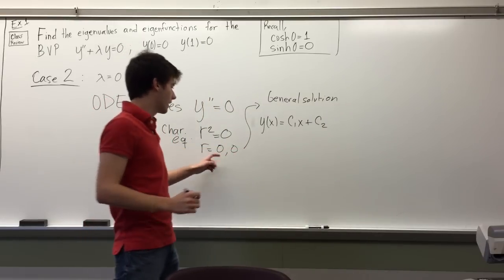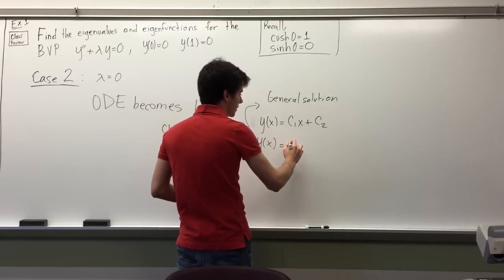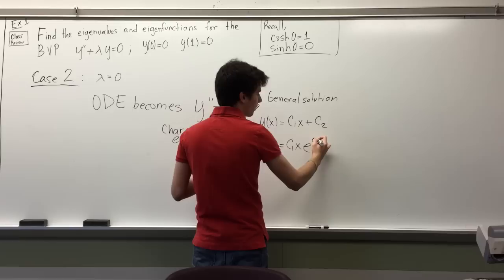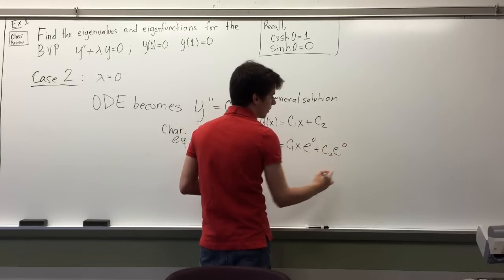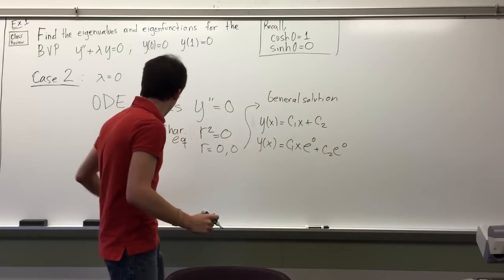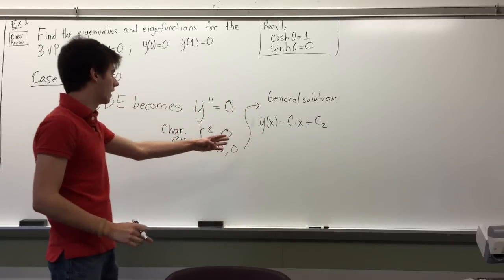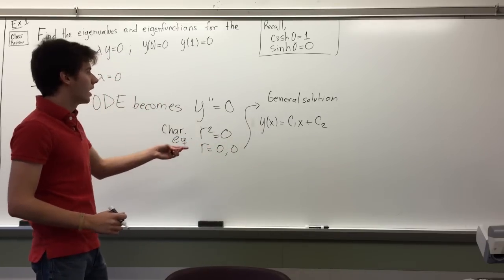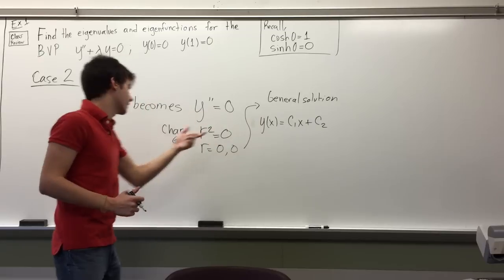Because if we plug in 0, we're basically saying c1x e to the 0 plus c2 e to the 0. These terms are equal to 1. That's why we have the solution of this form, just to be a little bit clearer. So this is our solution when r is equal to 0 and 0, we have two repeated roots. And then we use our boundary conditions to see if we have any eigenvalues and eigenfunctions.